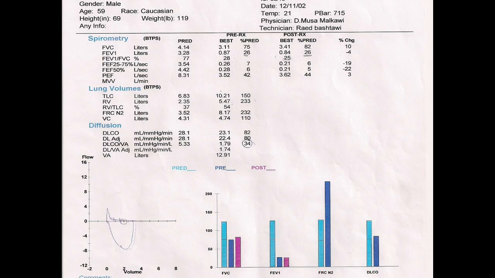The second spirometry is for a patient who has very severe disease. The FEV1 over FVC ratio in the post-treatment is 25, and his FEV1 is 26% of predicted. So this is below 30, so this is very severe. If we do total lung capacity in these patients, we'll find that it is increased. It's about 150% of predicted, and the majority of this is residual volume. So you see the residual volume is about 5.47 liters, which is 233% of the predicted. The diffusion capacity is about 82%. So this is normal. So this is very severe COPD and predominantly due to chronic bronchitis, because if this is emphysema, the diffusion should be reduced.